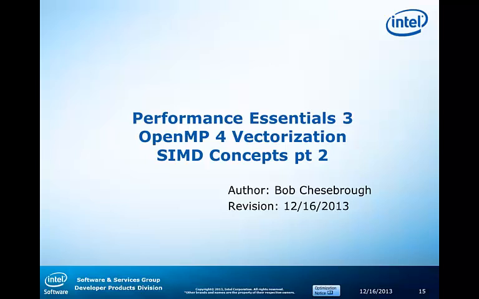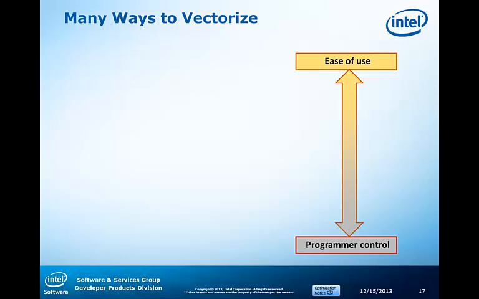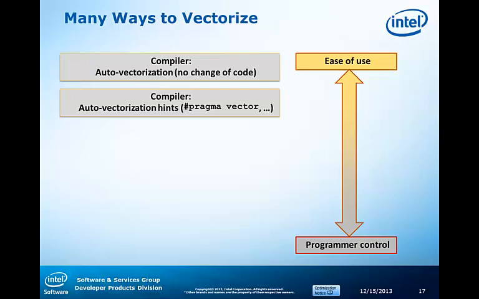Welcome to the third in a series of videos covering Intel compiler vectorization essentials. In this video, we explore explicit vector programming at a high level. There are many ways to vectorize. Some methods are easy to use with little programmer control, while other methods may provide inherent programmer control but suffer from poor portability and difficult and expensive code maintenance.